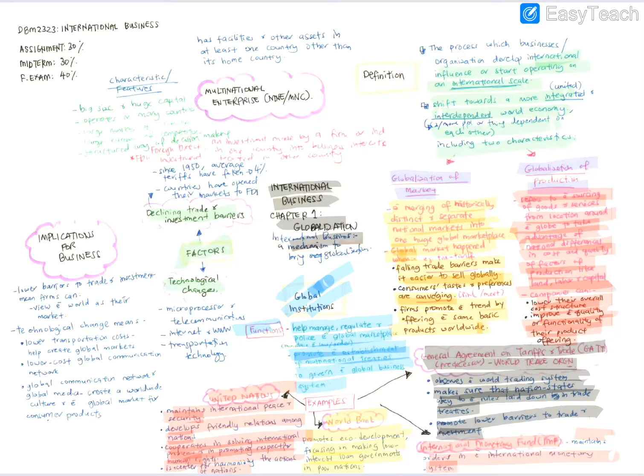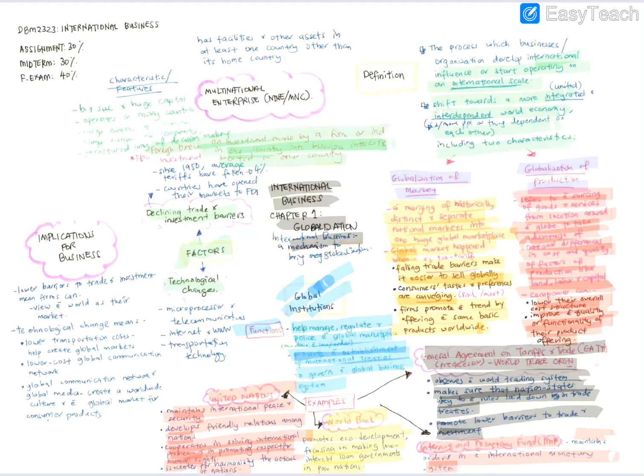Okay, declining trade and investment barriers are factors of globalization. Since 1950, the average tariffs have fallen to 4%, and countries have opened their markets to FDI. So as I told you, what does FDI mean? FDI is foreign direct investment, where an investment is made by a firm or an individual in one country into a business interest located in another country. It means if you have a business in another country, you are actually doing FDI, foreign direct investment.